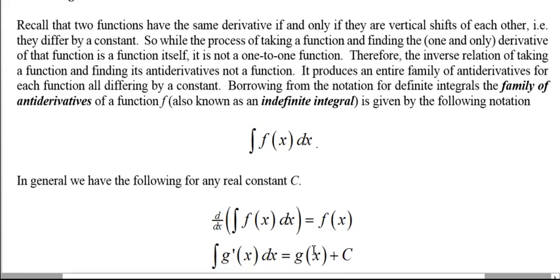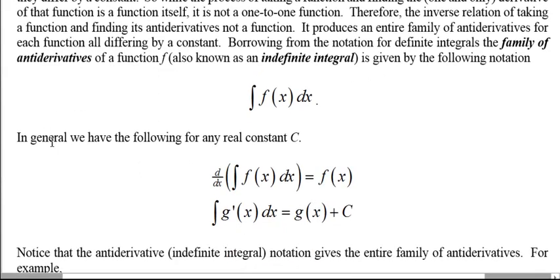So we have a couple of things here that we have in general. So what do we mean? If we take this family of antiderivatives, any one of them, and we take the derivative, we're back at the original function f. That's what that antiderivative thing means. So that means if we take a derivative of g and then take an antiderivative, we're back at g, well, or some shift of g. So notice that the antiderivative or indefinite integral notation gives an entire family of antiderivatives. We always are going to have this plus c there.